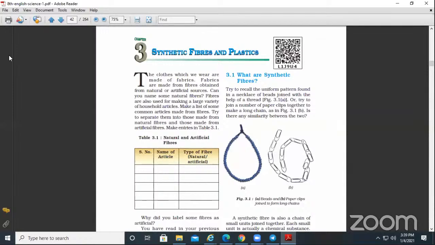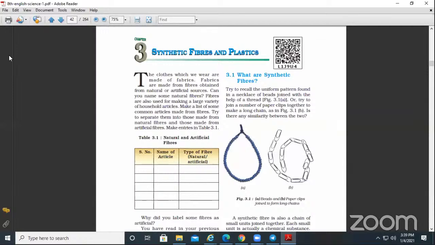Now we will go for the types of the synthetic fiber. Already you know what you mean by the synthetic fiber. Natural fiber I have explained already; we will get it from nature. Synthetic fiber is man-made. It is by using some chemicals that these synthetic fibers are made.